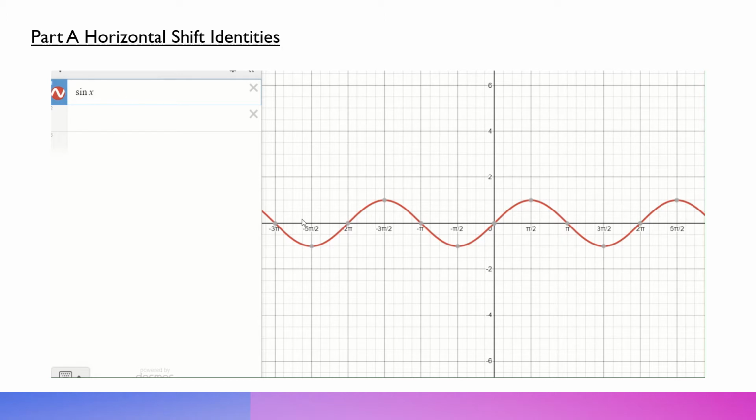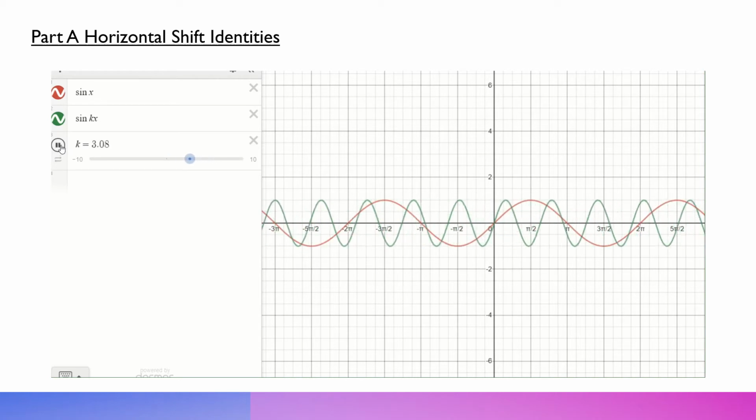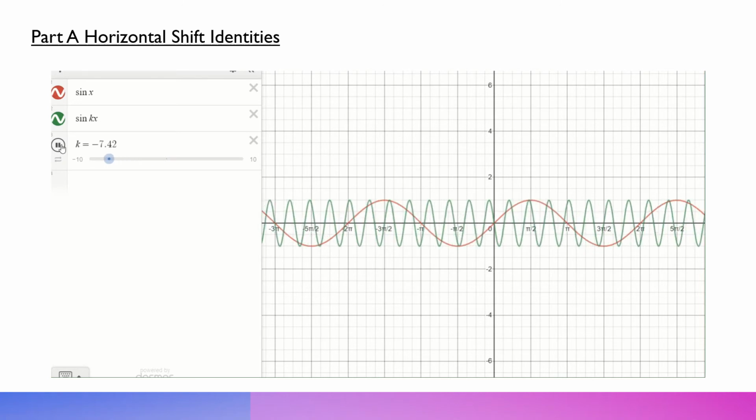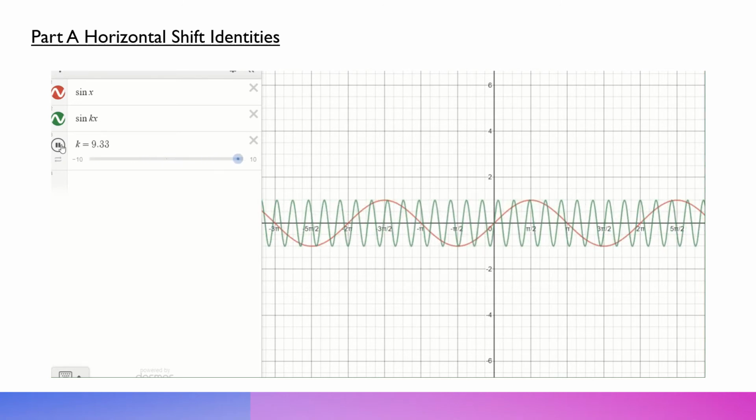So here we have the parent sine wave, and underneath I'm going to put a k value in there, sine kx. So Desmos asks me to add a slider. I'm going to do that. And what I want to see is the green one is now on top of the red one, as k changes from 1 to any other value. As you know, that is a horizontal stretch or compression. What I'm looking for, though, if you look at the title, is a horizontal shift.